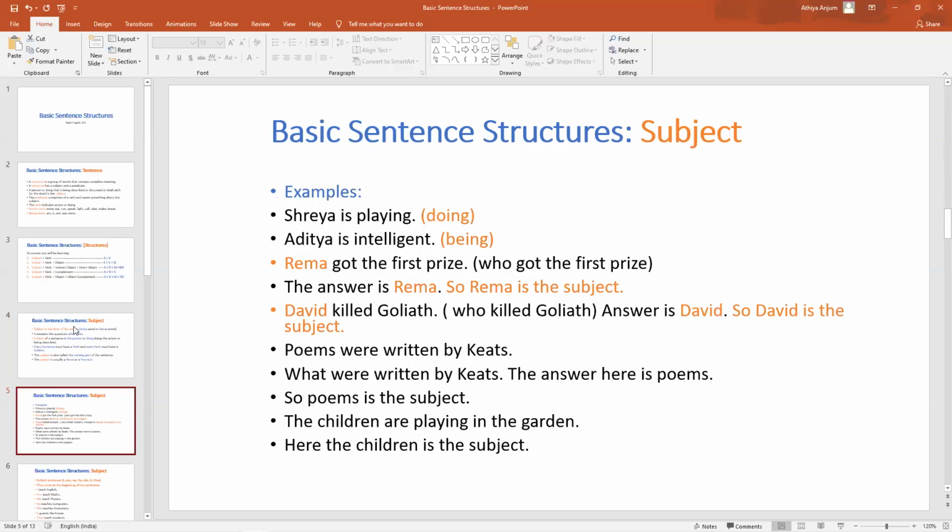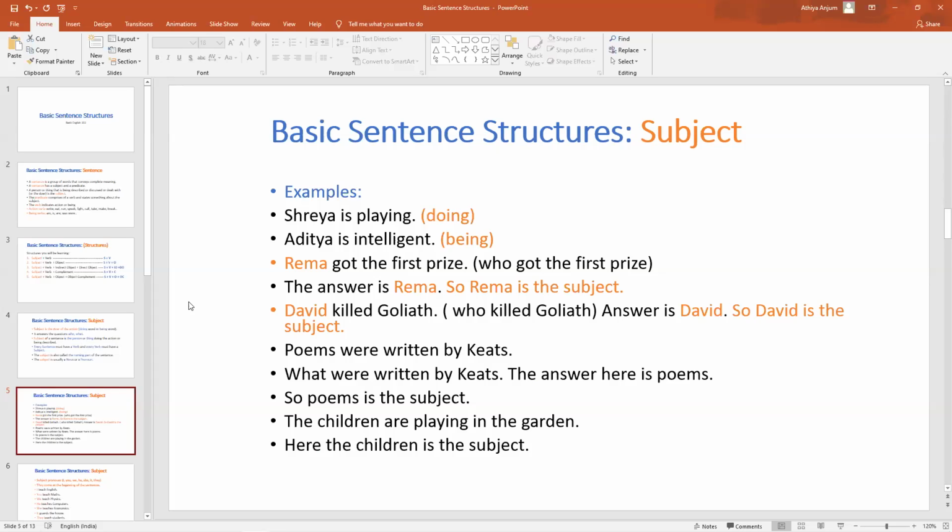So subject, look at this sentence. Shreya is playing. So which verb is there? Which is the verb? You have already done the tenses, so you can easily identify the verb. You have playing. Okay. So who is playing? Shreya is playing. So she's doing something now. So which is the subject here? Shreya is the subject. Shreya is the name of a person. So naming word, or you also call the naming word as a noun. So here, which is the subject? The noun is the subject, right?